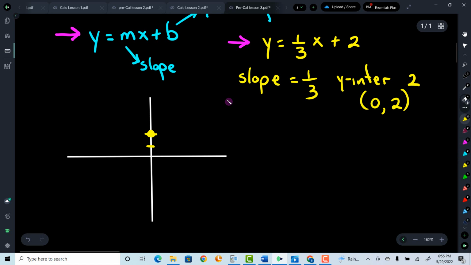Now we have 1 point. How many points do we need for a line? We need 2 points. So I'm going to use the slope, rise over run.